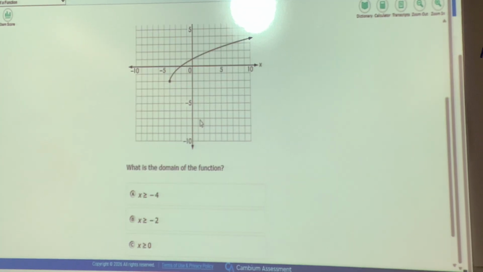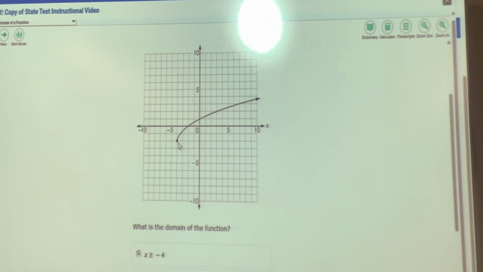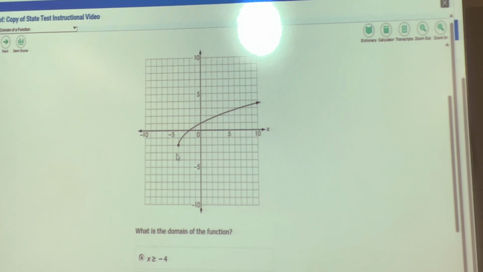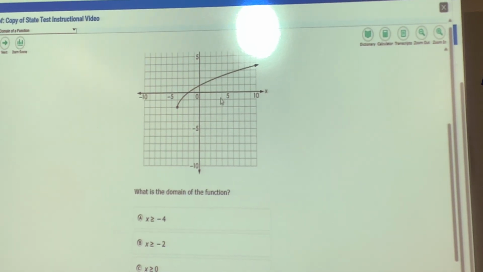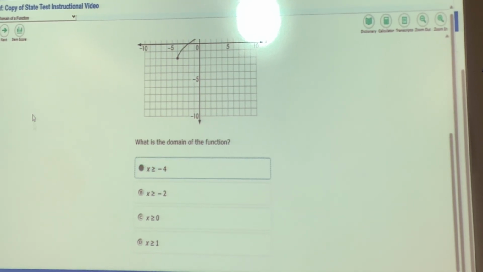Question number 13 has to do with domain. Domain is your x value. It starts going from left to right. This one starts at -4. The only one down below that starts at -4 is that one.